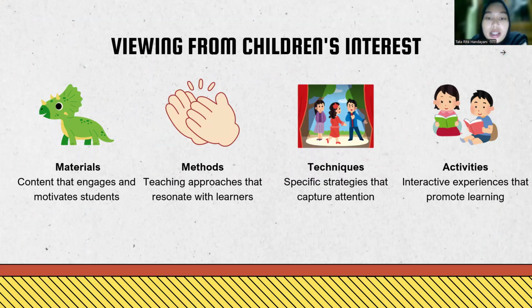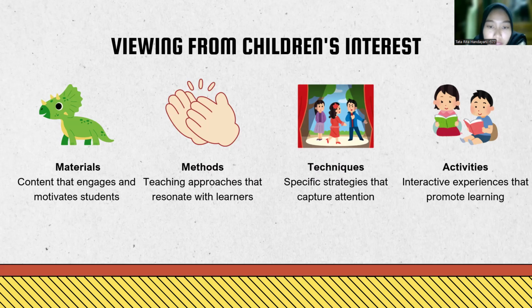Let's start with a fundamental truth. Children learn best when they're interested in what they're learning. This isn't just common sense. It's backed by educational research. When we view education from children's interests, we're essentially aligning four critical elements. First, materials. Instead of using generic textbooks that might bore students, we select content that genuinely excites them.